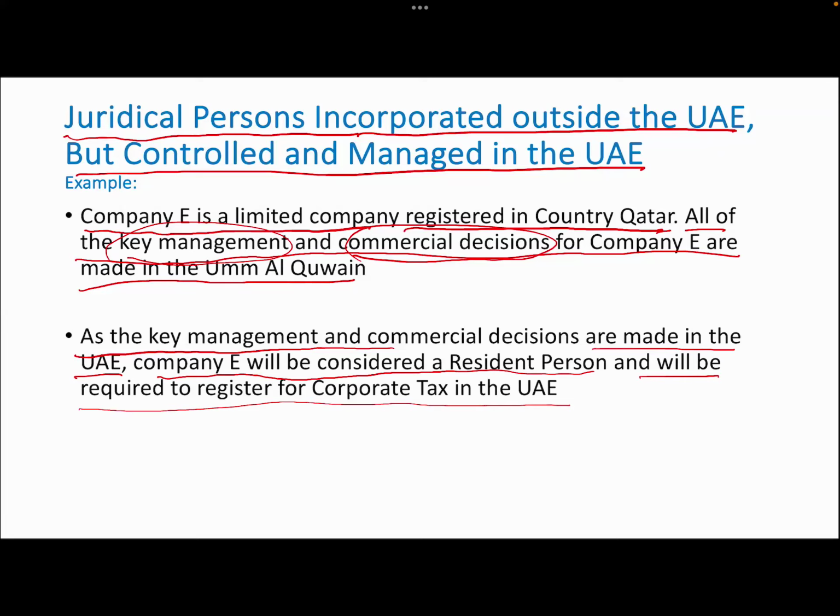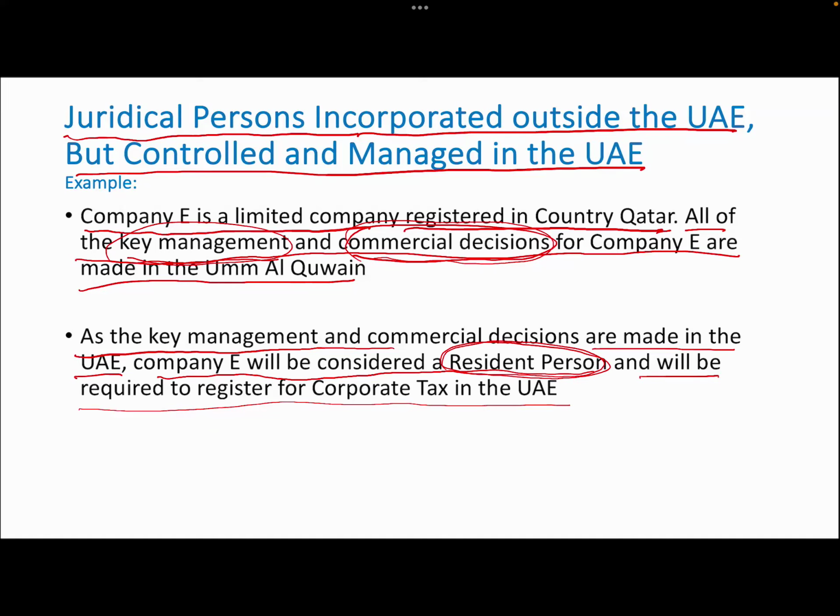So, any company which is registered outside the UAE, but if you are controlling and managing that company in the UAE, if you are taking key management decisions and commercial decisions in the UAE, then that company will become a resident person. And if a company becomes a resident person in the UAE, then automatically you have to register that company for corporate tax in the UAE.